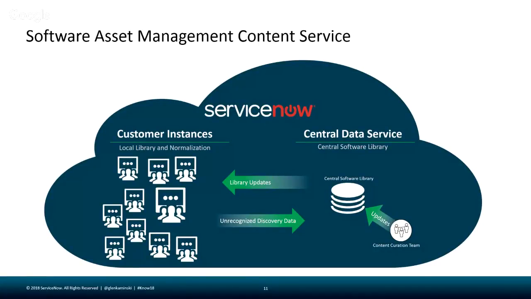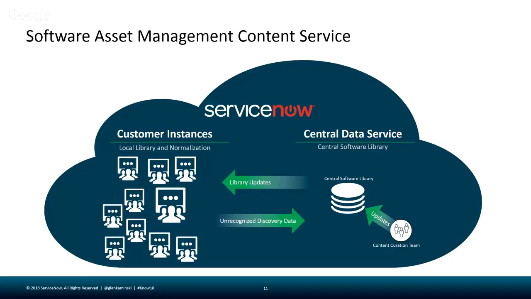So these library updates then occur approximately once a week, and the central software library contents are then copied over to our customer instances. And then as the normalization process is run, it will compare those newly created discovery models or recently updated discovery models to the software content library. And that's what creates and populates the normalized value within the discovery models.